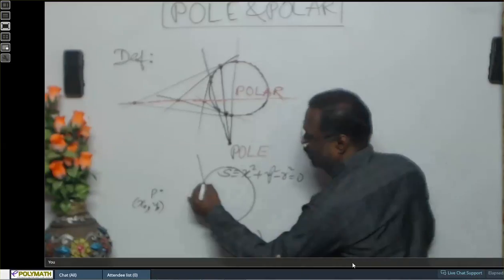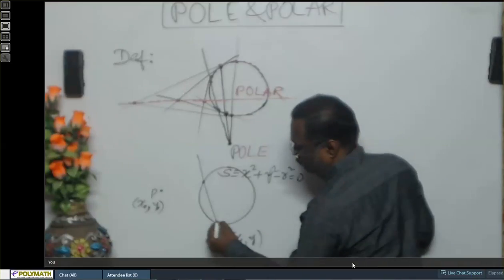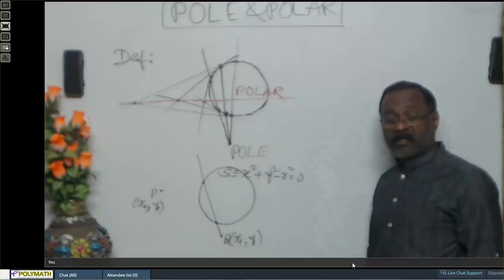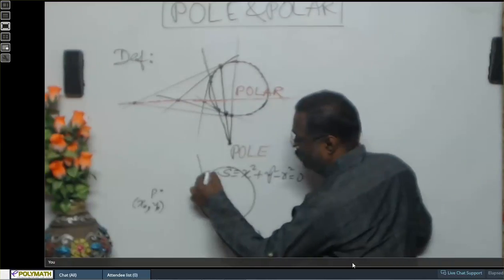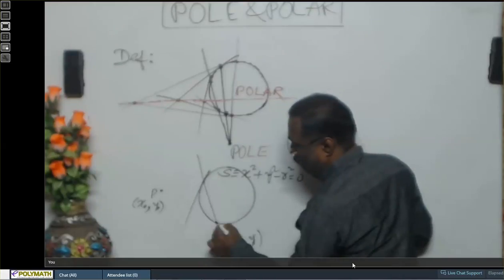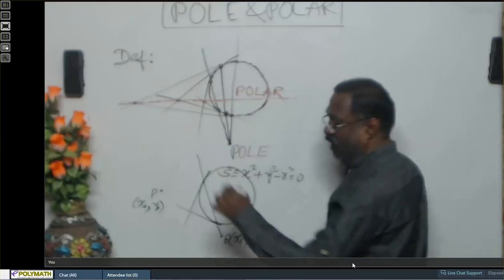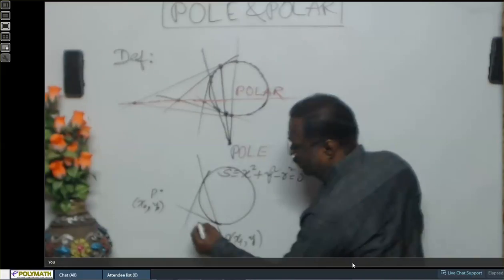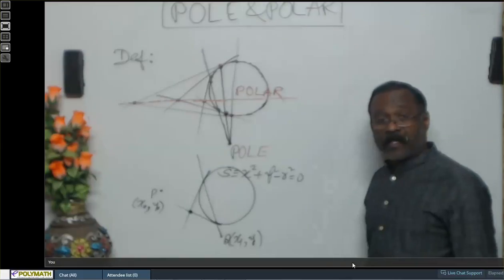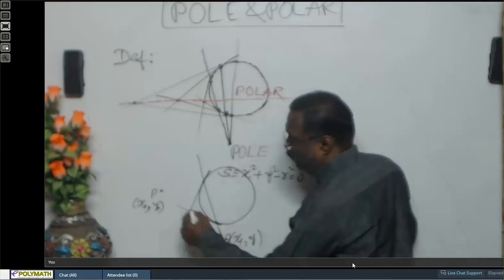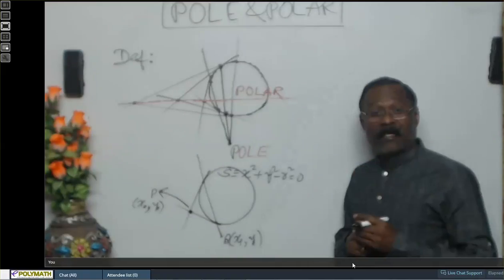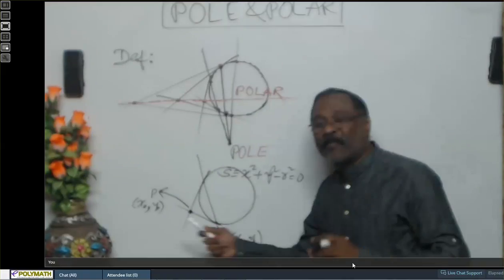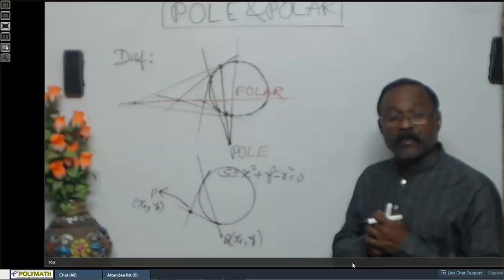This chord is intersecting the circle in 2 points. Now, if you draw the tangents at the extremities of this chord, they will intersect at a point. Let me take this point as P (x naught, y naught), because I need the equation to the locus of P only.